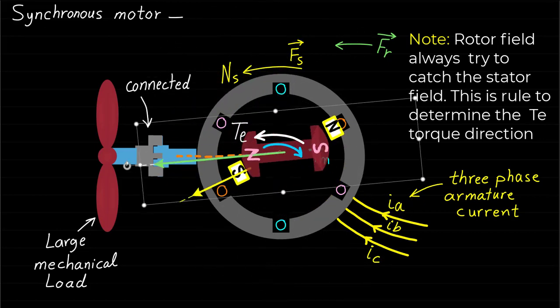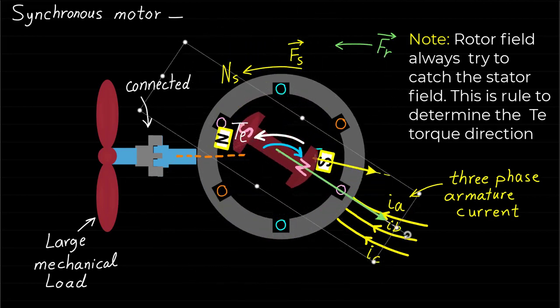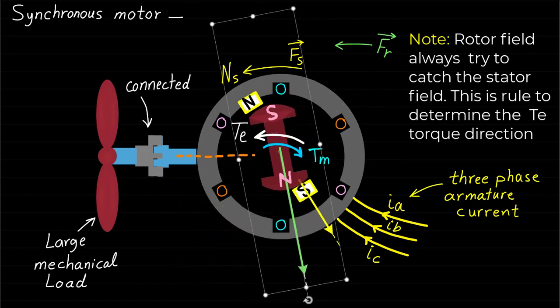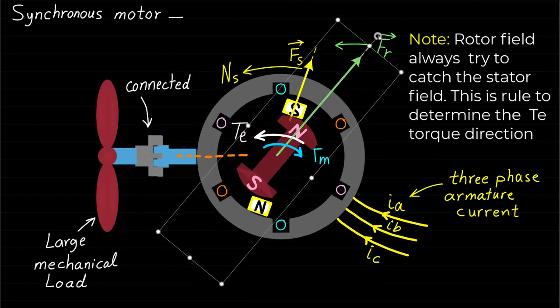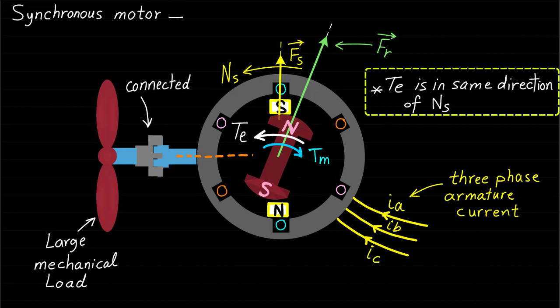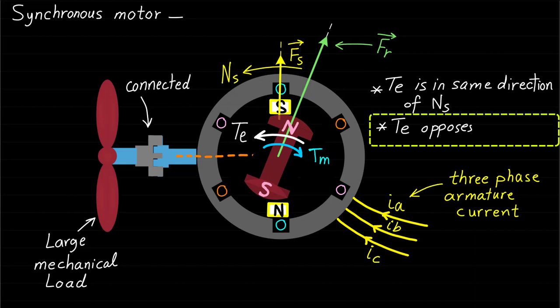Since the two magnetic fields are still rotating at the same speed, the angle between the two fields will remain the same at steady state. It is worth mentioning here that in motoring mode, the direction of the electromagnetic torque Te, which is developed by the motor, is in the same direction as the rotor rotation. Also, the torque Te opposes and balances the mechanical load torque Tm.